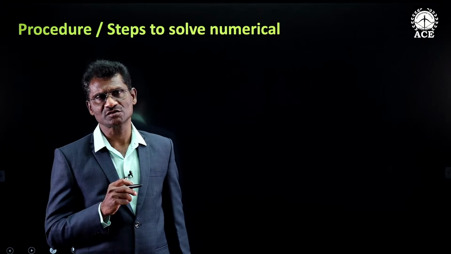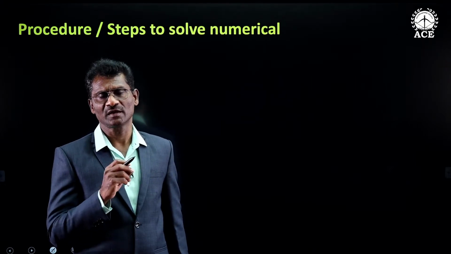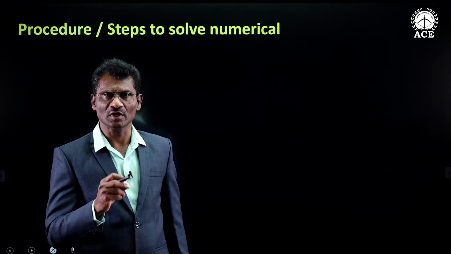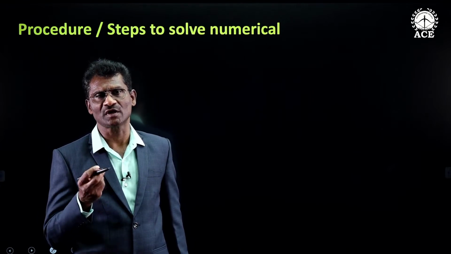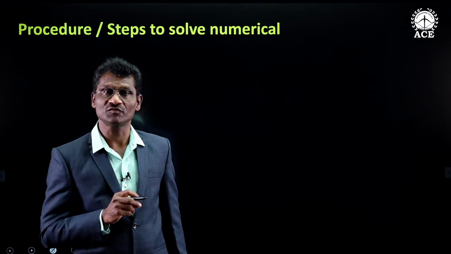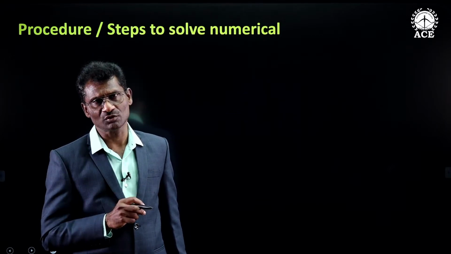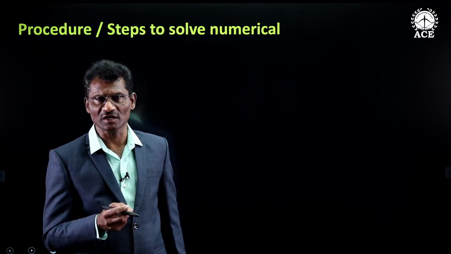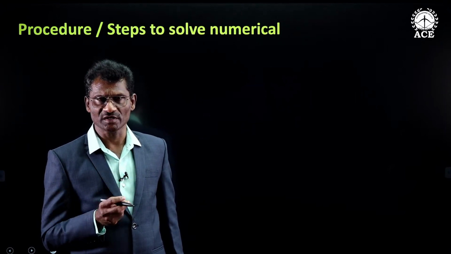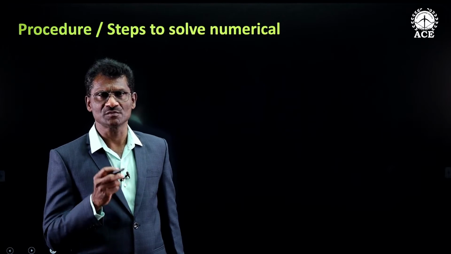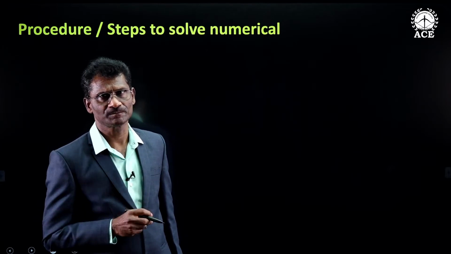And one more advantage in choosing a numerical is that in less time you can get maximum marks. Maybe you will write 4 steps or 5 steps or 8 steps, but you will be able to get 5 marks. If you choose a theory question, even if you write 30 lines or 40 lines, you may not get full marks because the examiner may feel some small data is missing.